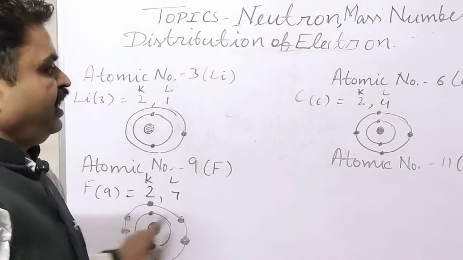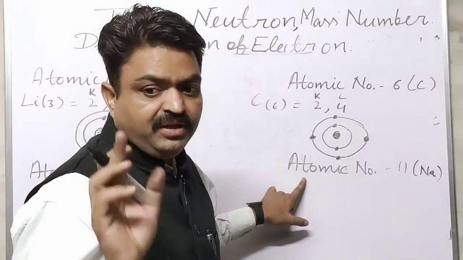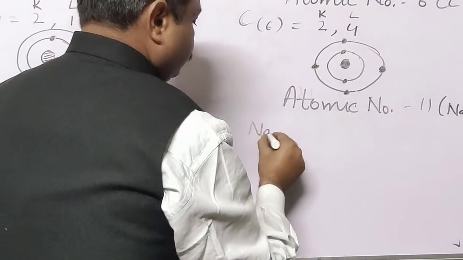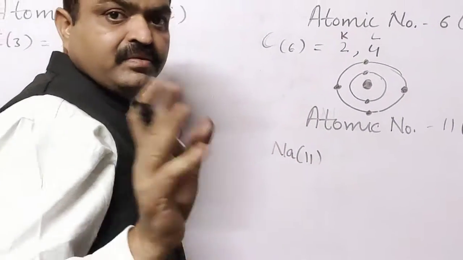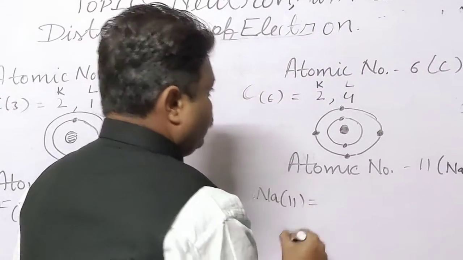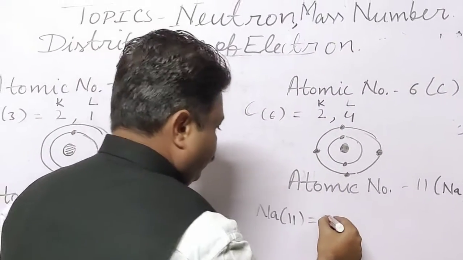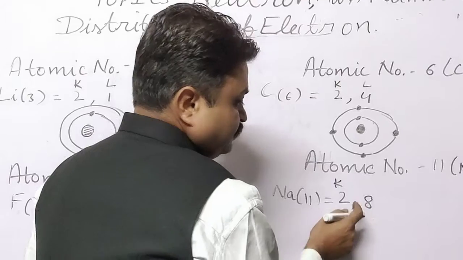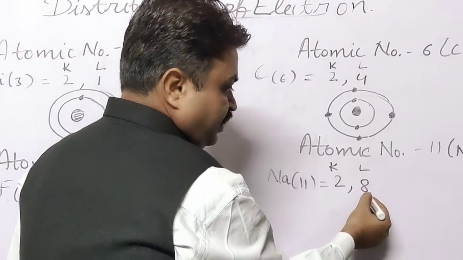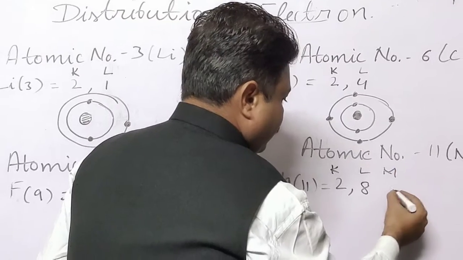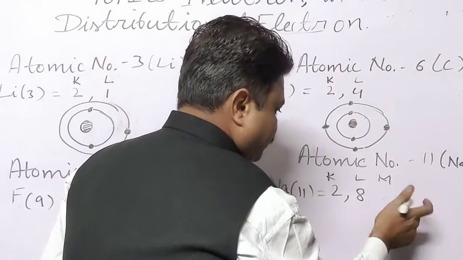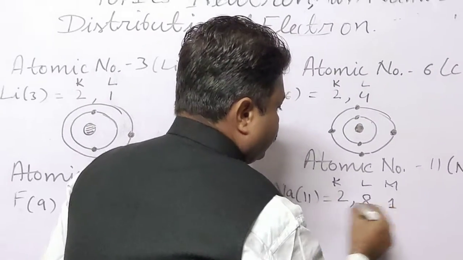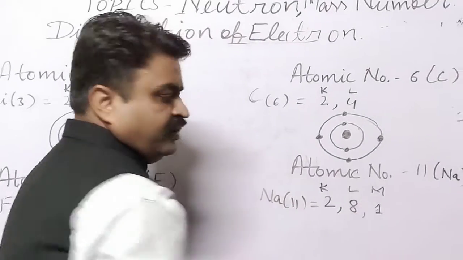Now we come to the atomic number 11. Atomic number 11, student. Like in this, sodium has 11 atomic number. Now in this, again we will write the electronic configuration of this, 2, 8, 1, because K shell capacity is 2 and L shell capacity is 8. Now M shell has the 8 electrons capacity, but how many electrons do we need to complete this? It is 1. 2, 8, 1.